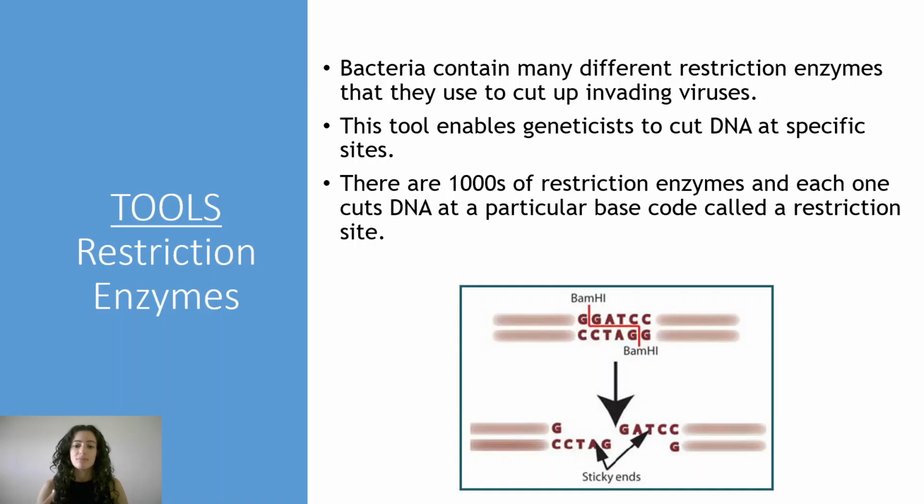So geneticists and biologists can use restriction enzymes to cut DNA at specific sites. There are thousands of restriction enzymes, and each one cuts DNA at a particular base code, and this is called a restriction site. So in this image here, you can see that this restriction enzyme makes a cut like this in the double strand of DNA, and it makes what is called sticky ends.